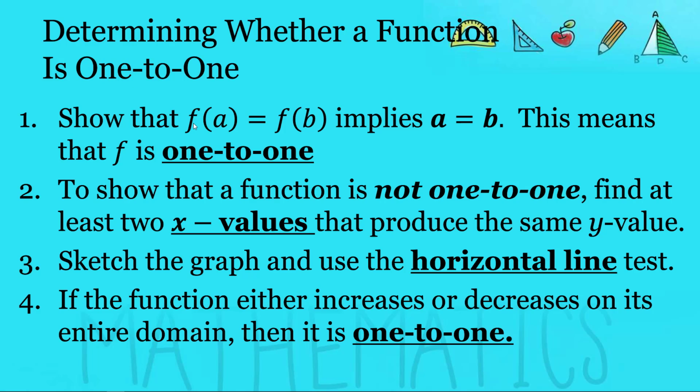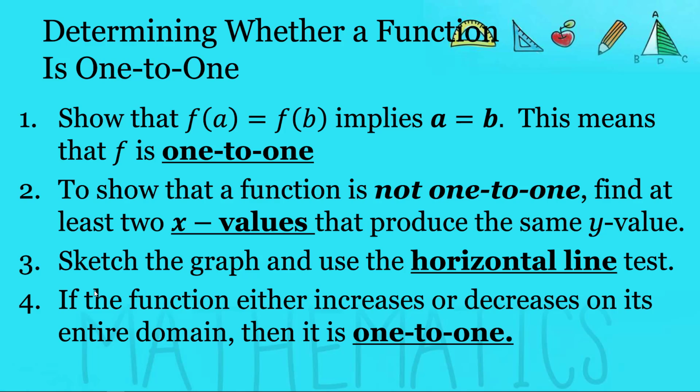Once again, if we show that f of a equals f of b implies that a equals b for all values of a and b in the domain, the function is one-to-one. If you want to show that a function is not one-to-one, all you need to do is find a counterexample. Find two values of x that will produce for you the same y value. Of course, if you have a graph, you can use the horizontal line test. You don't really need to explicitly do that. You can just look at the graph and it's pretty obvious.